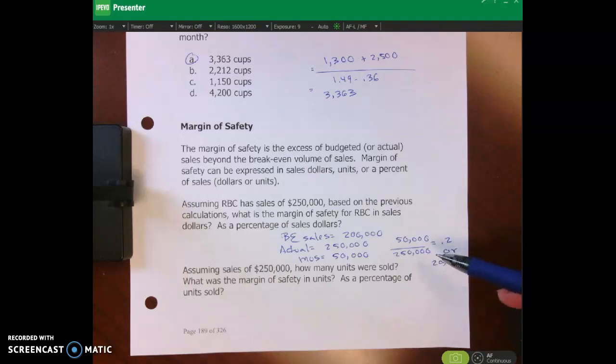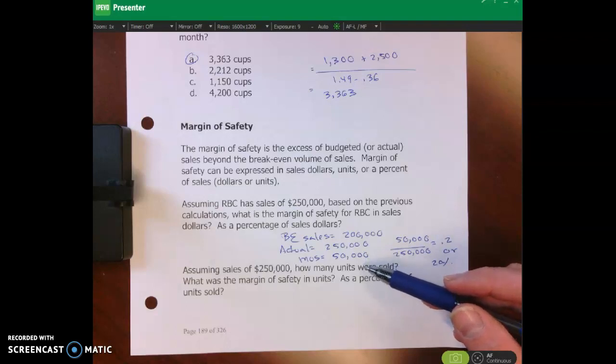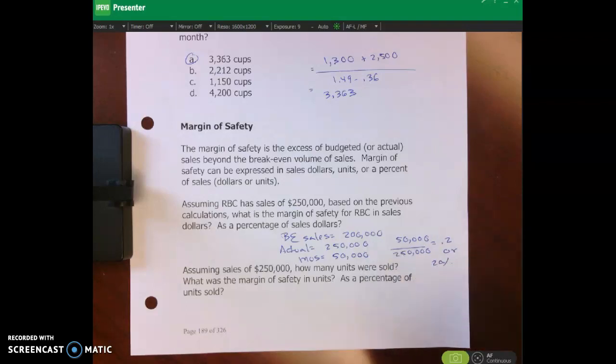This is important to understand because what this is telling you is that if sales fall 20%, you stop making money. If sales fall 20% or by $50,000, you stop making money. You are at break even. You have no more profit. And if they fall by more than 20%, you're losing money. That's what the margin of safety is telling you. That's why it's so important.